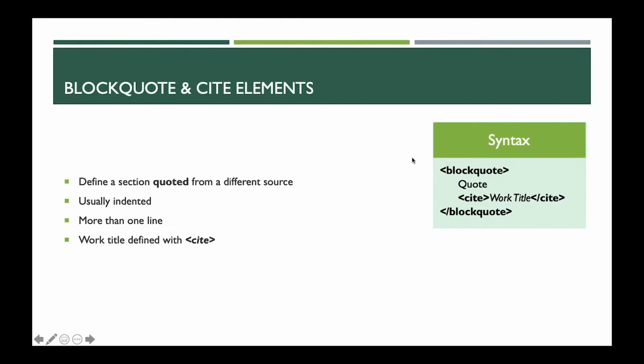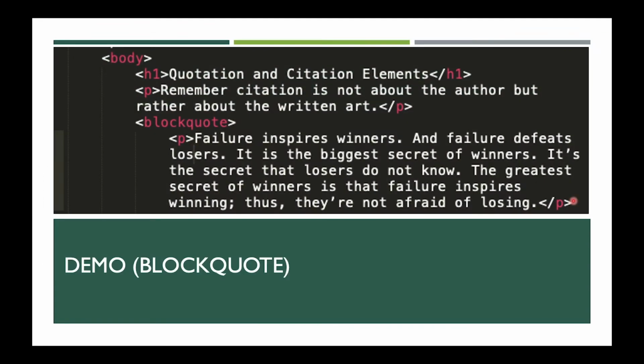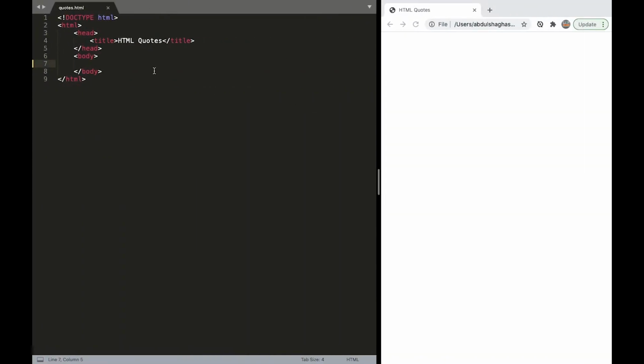To the right side, we can see the basic syntax of a blockquote, which is obviously just defined by the word blockquote. Within that, we have got the actual quote that we get from the source, and then we have got the cite element here where we include only the title of the work. And again, if you want to include the name of the author, you can do that outside the cite element. With that being said, let's look at how it's implemented within a web page.